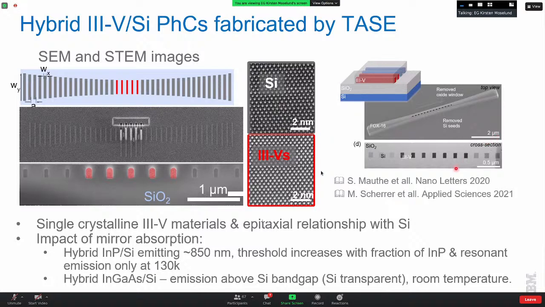The first devices we make had just indium phosphide here in the central region, and indium phosphide is emitting around 850, 900 nanometers wavelengths, where silicon also absorbs. So we only saw resonant emission at 130 Kelvin for those devices.